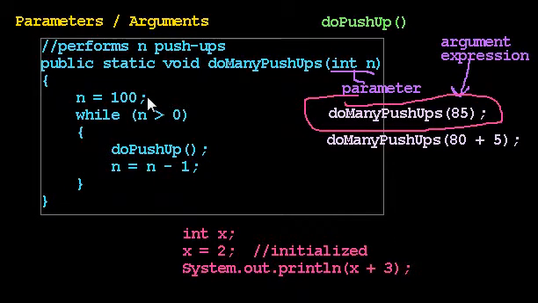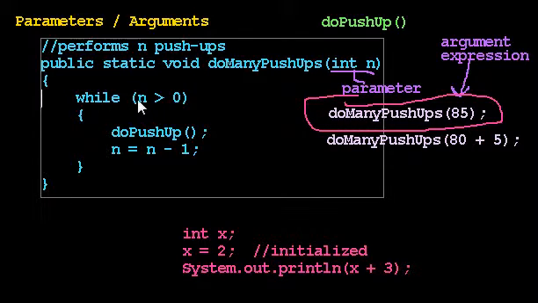Right, so let's go back to the correct way. Here, it looks like I'm using n, but I've never given n a value. That's because n will receive a value at the moment I call the method. When I call do many push-ups 85, that's when n becomes 85. It gets initialized to 85. When I call it with 80 plus 5, we evaluate 80 plus 5, we get 85, and that 85 gets passed in, n becomes that.